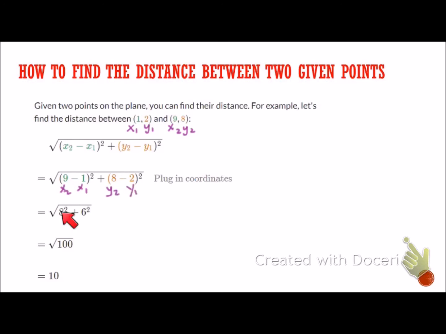So 9 minus 1 is 8. And then 8 minus 2 is 6. So 8 squared, this is 64. And then 6 squared is 36, which gives me this 100. And the square root of 100 is 10.